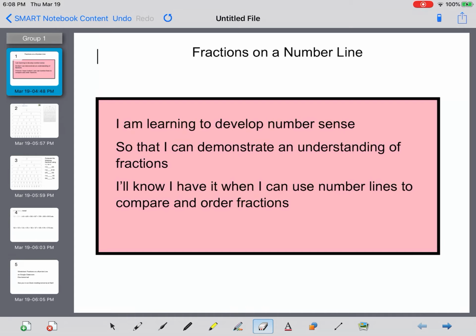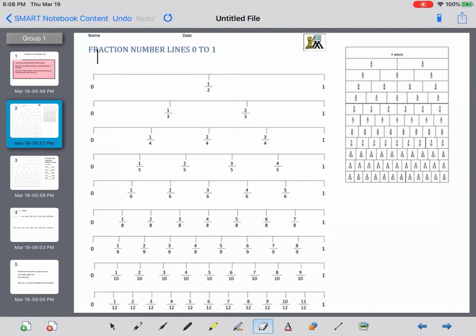Today's lesson title is Fractions on a Number Line. Our learning intention and success criteria are: I am learning to develop number sense so that I can demonstrate an understanding of fractions. I'll know I have it when I can use number lines to compare and order fractions. So today we're going to be using number lines.